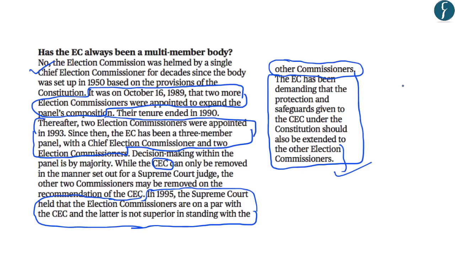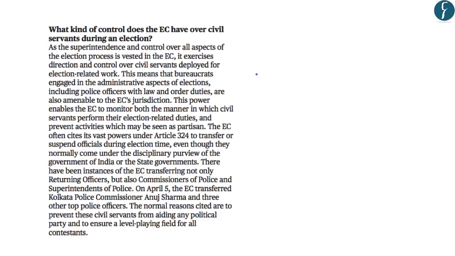Now after this, let us understand what are the powers of Election Commission regarding the control over the civil servants during an election. So the next question is, what kind of control does the Election Commission of India have over the civil servants during an election? Now as we know, Article 324 provides the Election Commission the power of superintendence, direction and control over the elections to Parliament, etc. So it is according to this power that the Election Commission of India exercises direction and control over the civil servants deployed for election related work.